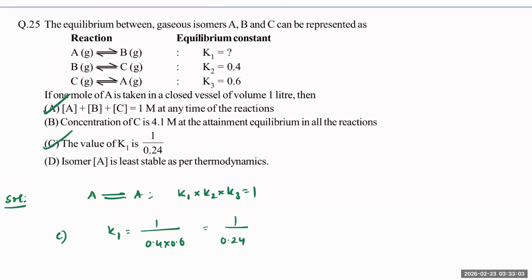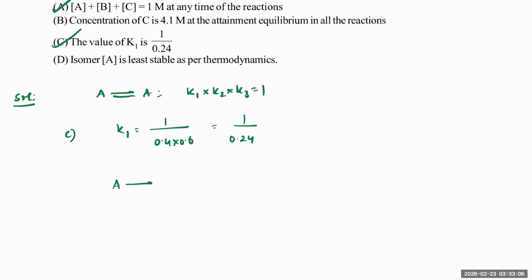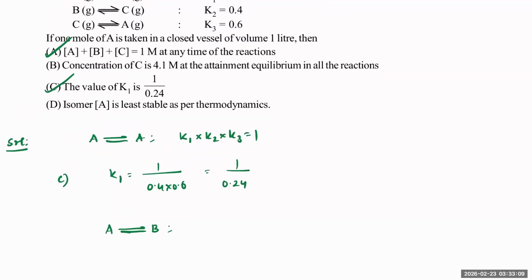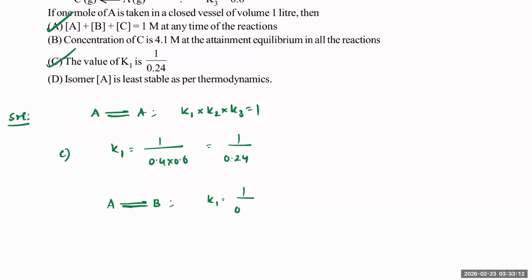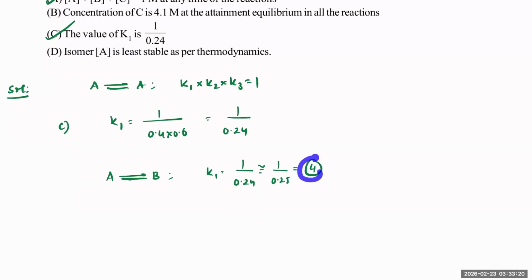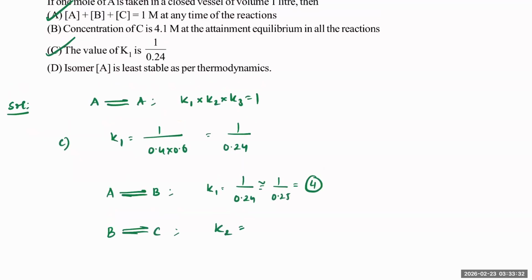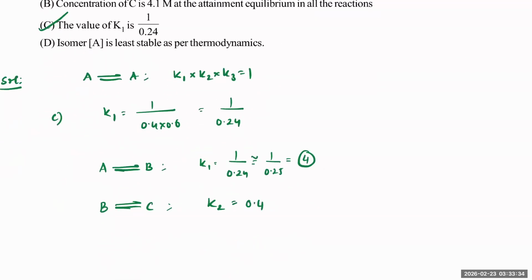Now, where you are missing out is this one. Now notice A is giving B. What is the value of K1? K1 is 1 by 0.24. It is approximately 1 by 0.25, which means approximately 4. Now, if Kp value is 4, would it remain more as A or more as B? It will remain more as B, na beta? Now, see, B will be converting into C. What is the value of K2? K2 value is 0.4. So that means it will be remaining more as B or C? It will remain more as B. This equilibrium is also pushing the reaction more towards B.